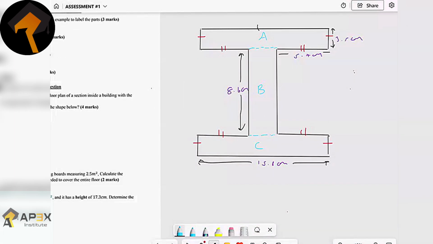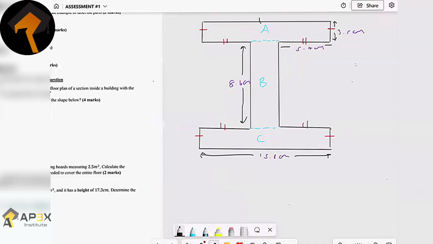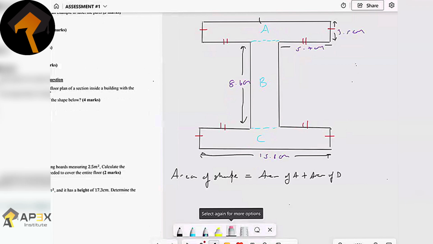So if you want to set up the working out like a general student, like a student who really is going to work out the question according to how CSEC wants it, then you want to set up a little guide. You want to say area of shape is going to be equal to the area of A plus the area of B, not D, pardon me, of B, plus the area of C. And then you're going to proceed to find the areas of each.